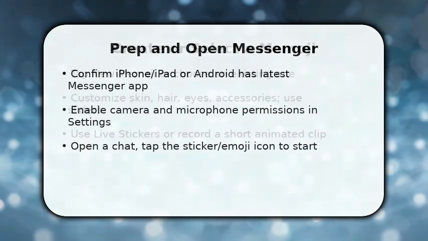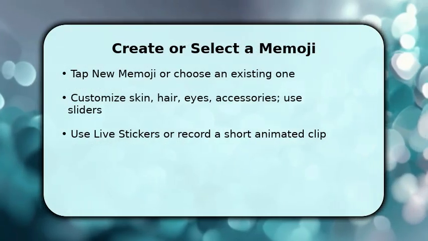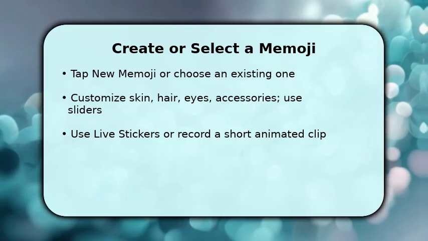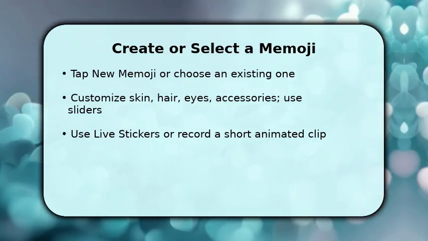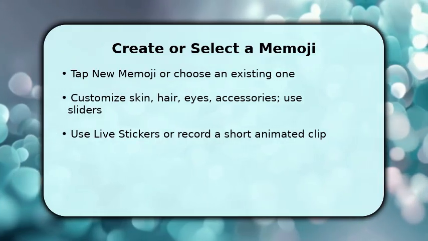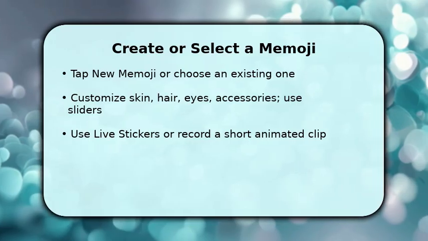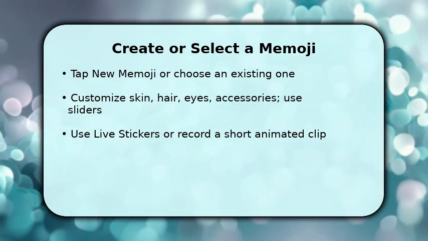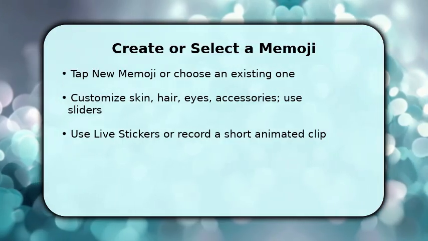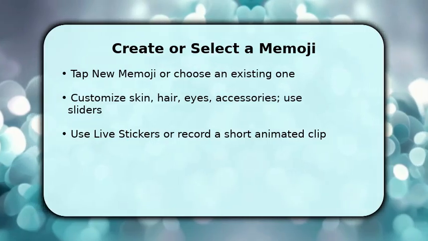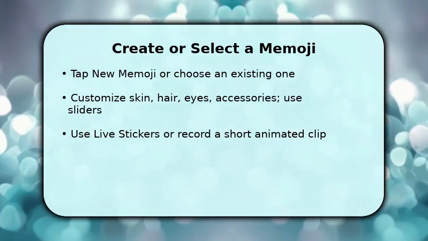You now pick or build the Memoji you'll send. Tap New Memoji to customize skin tone, hair, eyes, and accessories. Use sliders for fine adjustments so the avatar matches your expression. Once satisfied, select live stickers to test facial tracking or press record for an animated clip. This captures voice and movement. Make sure lighting is even. Poor light reduces tracking accuracy. After recording, preview it to confirm timing and expression before sending to the chat.